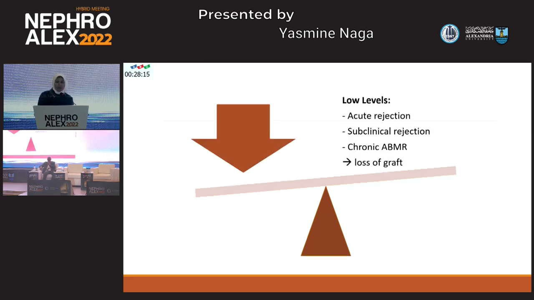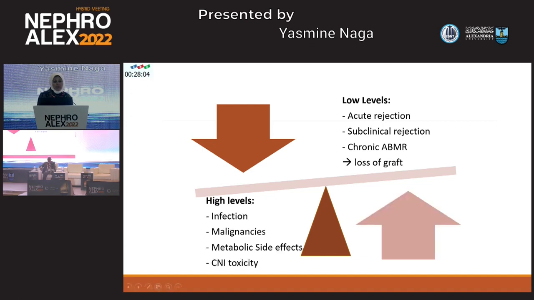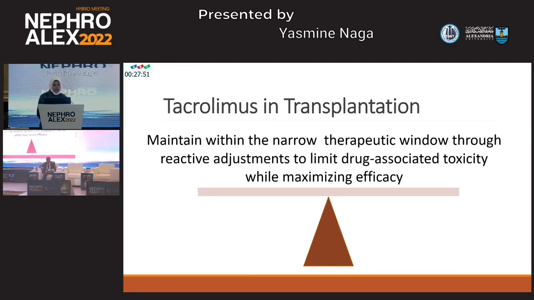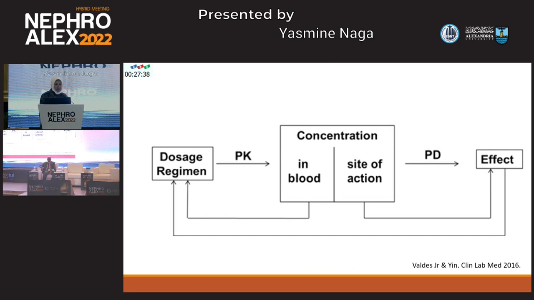Low levels would lead to acute rejection, or even more dangerously, subclinical rejection that leads ultimately to chronic kidney disease, chronic antibody-mediated rejection, and eventually loss of the graft. While high levels would lead to infection, malignancies, metabolic side effects like hypertension and post-transplant diabetes, as well as CNI toxicity, also leading to loss of the graft. So again, our aim always in managing transplant patients is to maintain the level in the narrow therapeutic index through reactive adjustments to limit toxicity while maximizing efficacy.